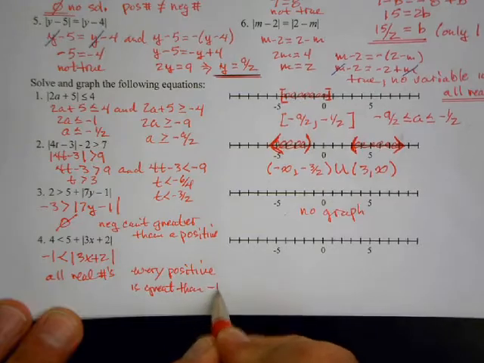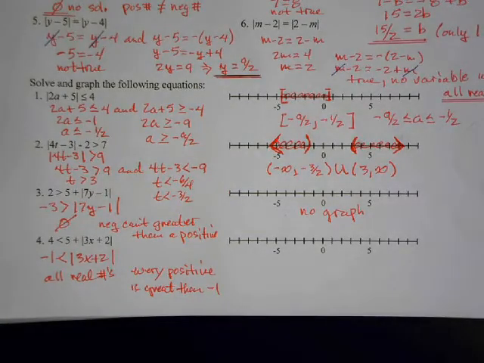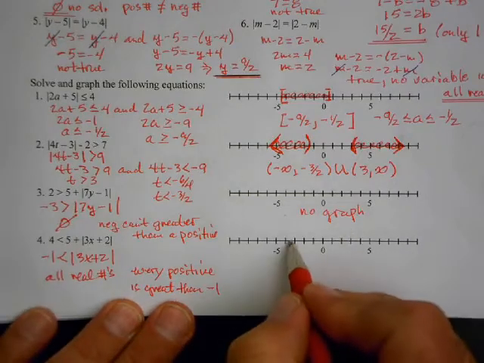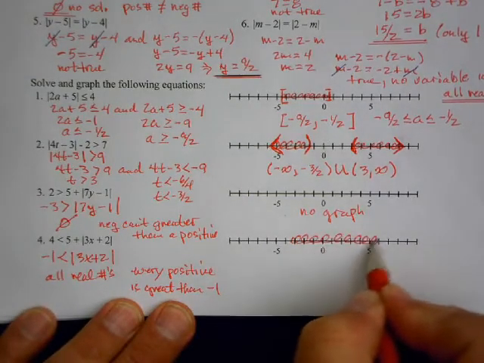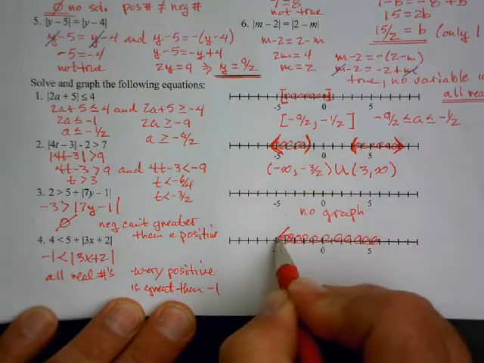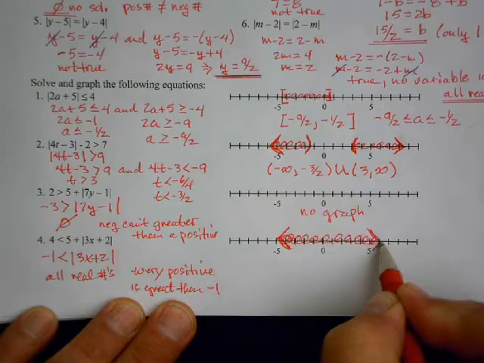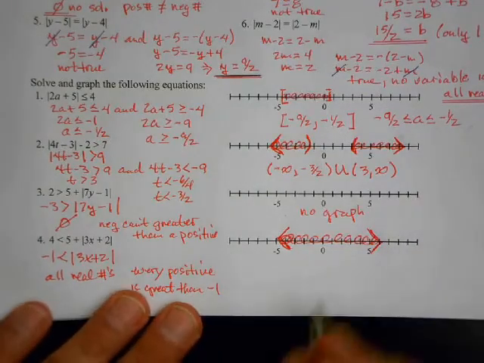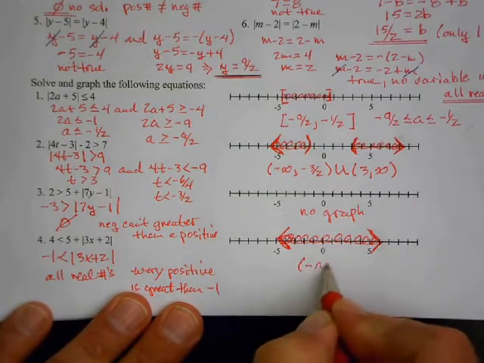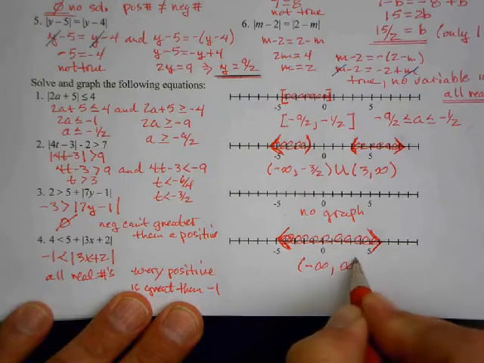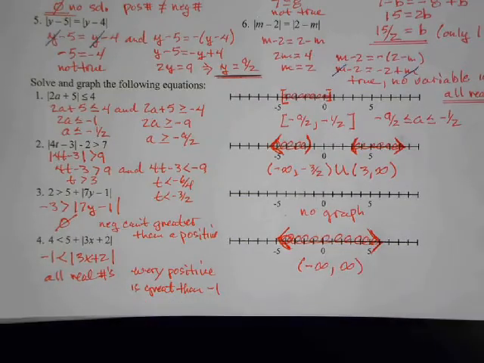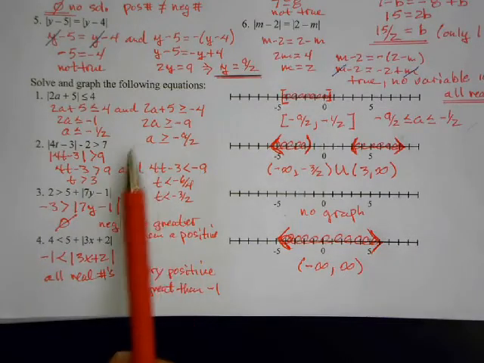Now, since it's all real numbers, what would this look like on a graph? Well, basically, and in interval notation, from -infinity to +infinity.